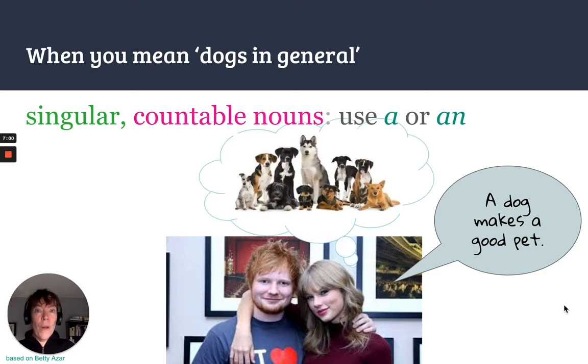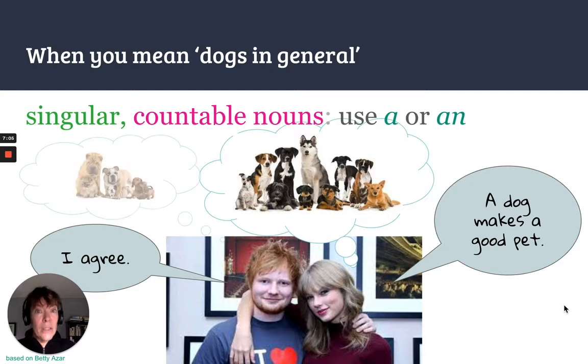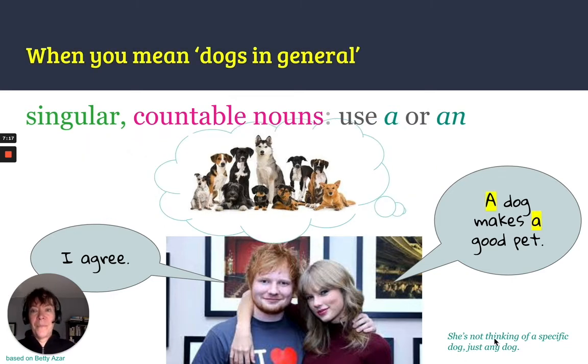Is she thinking about one dog? No, she's thinking about dogs in general, and he is also thinking about dogs in general, and he says, I agree. So remember, she's not thinking of one specific dog. She's just thinking about any dog. Now here, notice there, a dog, a good pet. A means in general.